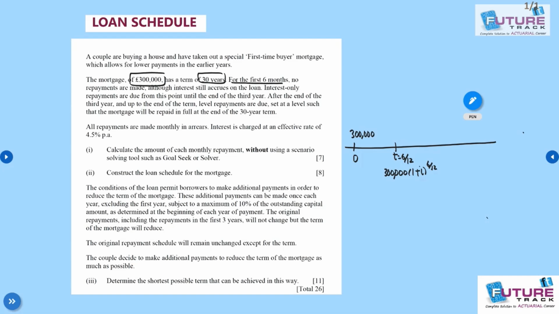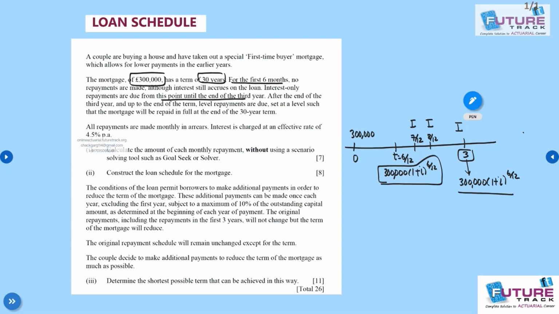Interest only repayments are due from this point until the end of the third year. Now class, what they are saying is, from 6 months to the third year end, the person is paying the interest payment only. So interest is paid, 8 by 12 interest is paid. So class, if the interest is paid on this loan, that means by the end of the third year the loan outstanding remains the same, 3 lakh into 1 plus i raised to power 6 by 12, because we have already paid the interest on this, right?